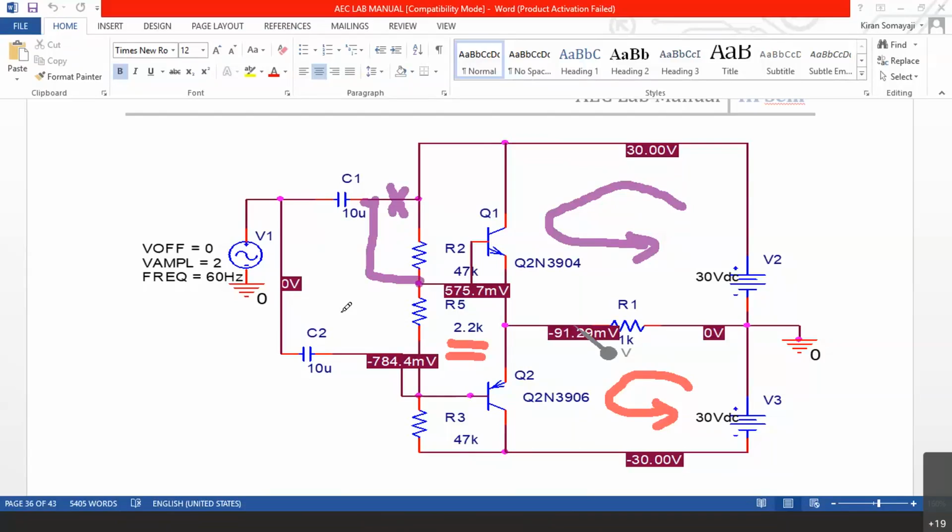Later on, when we apply the input signal, in the positive cycle, Q1 will turn on. In the negative cycle, Q2 will turn on. In that way, this is a class AB operation. It is not exactly class B, but this is also push-pull only, because one conducts in the positive cycle and one in the negative cycle. This is now class AB operation.